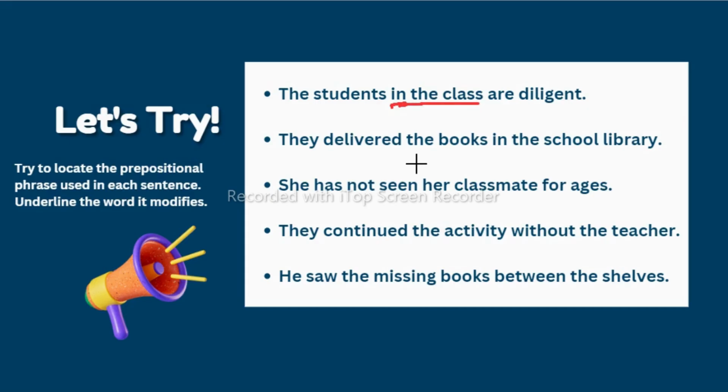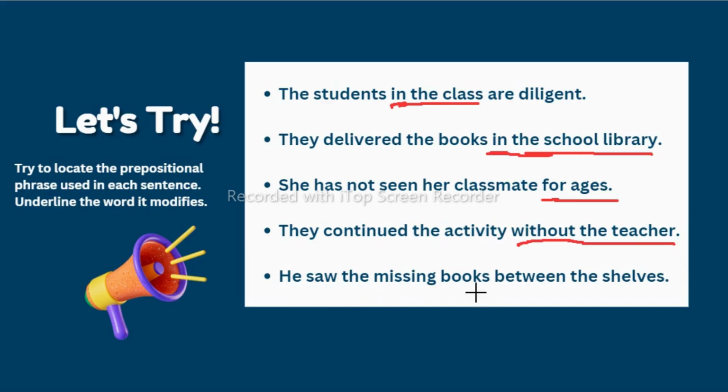Now the next one, they deliver the books in the school library. First find out the preposition. Here we have the preposition in, the school library. This is the object. So this together is a prepositional phrase. She has not seen her classmate for ages. Here we have the preposition and this object. So this together is a prepositional phrase. They continued the activity without the teacher. So here we have the preposition without and the teacher is the object. So this together is a prepositional phrase.